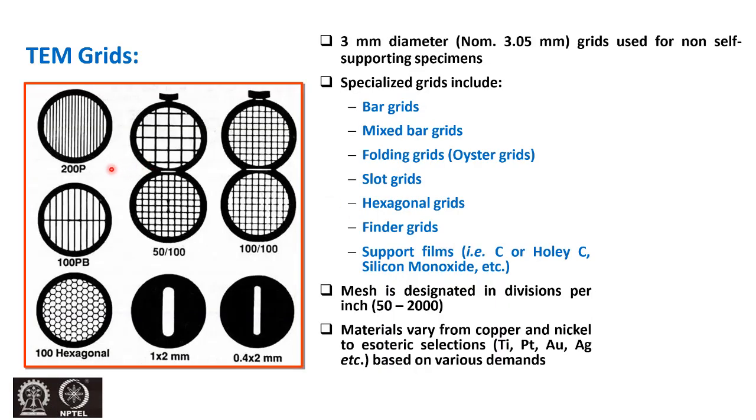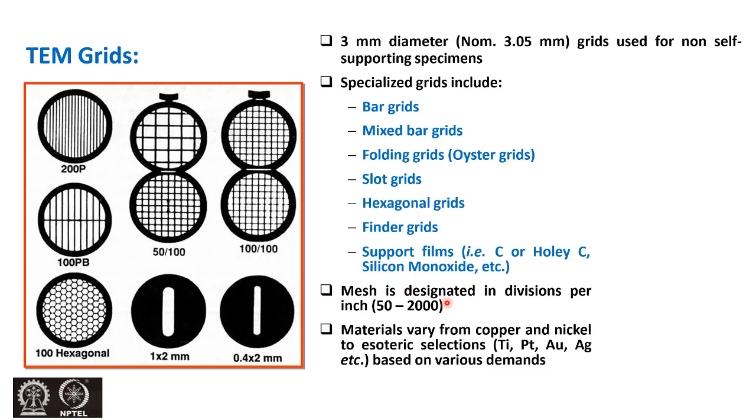So these are some of the grids which are used for TEM analysis. So these are different variations. There are bar grids, mixed bar grids, then folding grids, and slot grids are also there. Hexagonal grids are there. Finder grids are there. Then support films, for example carbon or polycarbon or silicon monoxide also. So these kinds of grids are present.